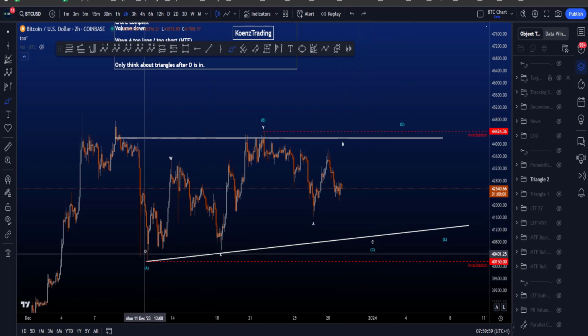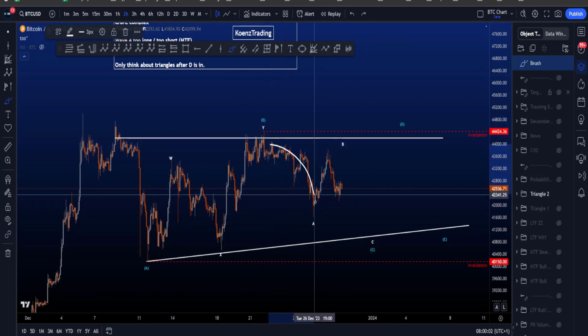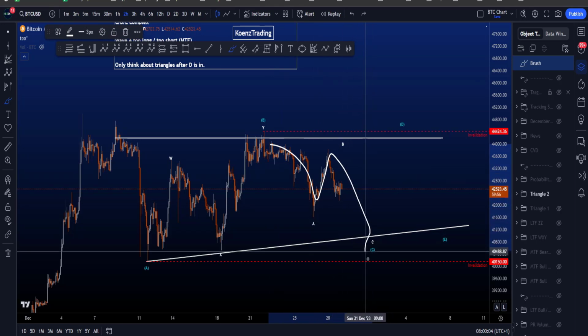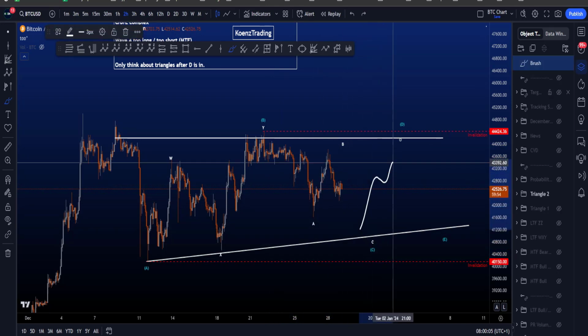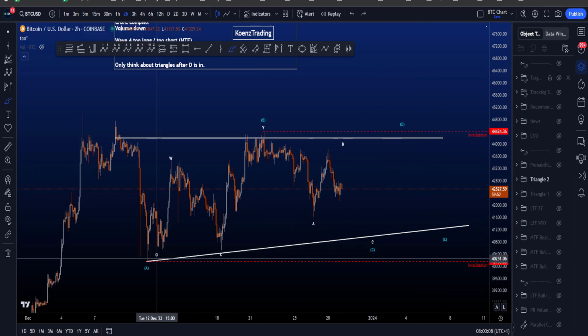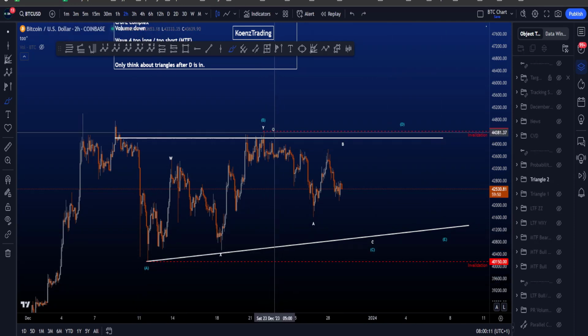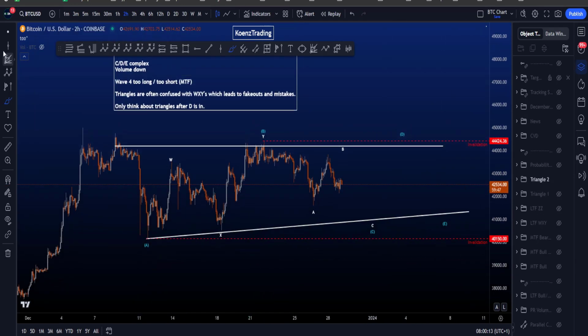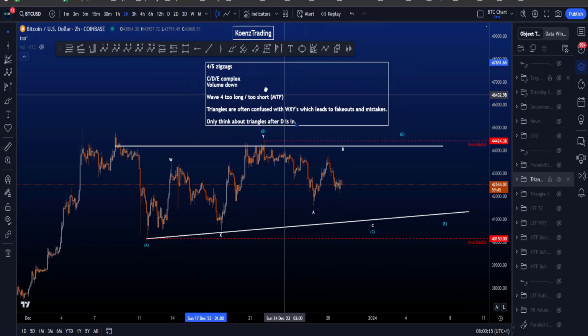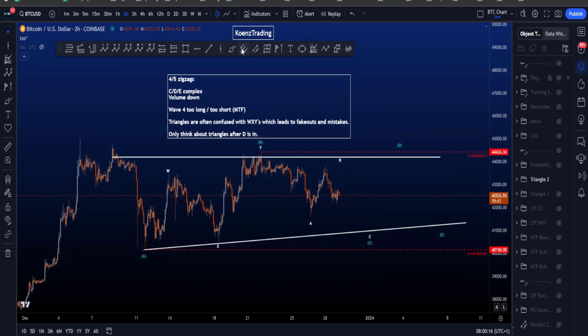Now in this scenario, WXY in B, we're then looking for an A, B, and a C to the downside in wave C. Then you want to see a move up in D and a move down in wave E. Invalidation is price moving below A or above wave B over here. And a couple of things that are important are also written in this box.